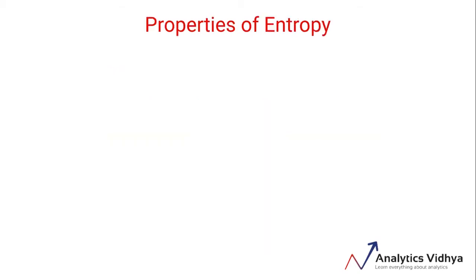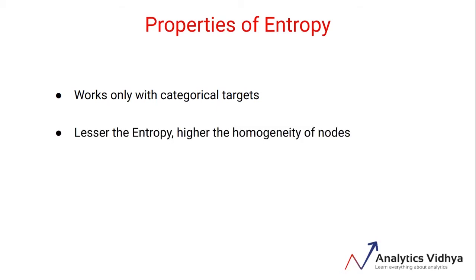Let's now look at the properties of entropy. Similar to Gini impurity and chi-square, it also works only with categorical target variable. Lesser the entropy, higher the information gain, which will lead to more homogeneous or pure nodes as we have seen earlier as well. These two are essentially the properties of entropy.